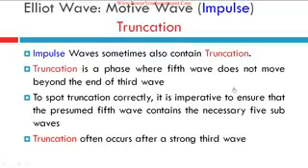Now since we've completed the basic introduction of an impulse wave and an extension, there's one more aspect to impulse wave, and that is truncation. Sometimes impulse waves do not develop entirely and they get interrupted in between. That phase is termed a truncation. By definition, truncation is a phase where the fifth wave does not move beyond the end of third wave. It'll get clearer in the next slide when we refer to the image.